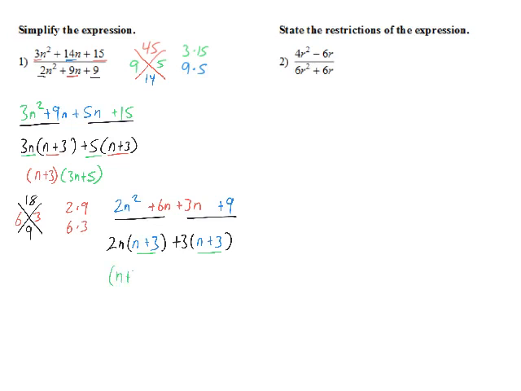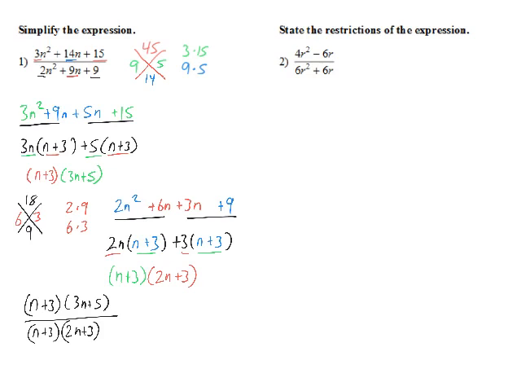So we have n plus 3. And then these two pieces are left over, so we have a 2n plus 3. Now all of that leaves us for the top n plus 3 and a 3n plus 5. And on the bottom, we have an n plus 3 and a 2n plus 3.